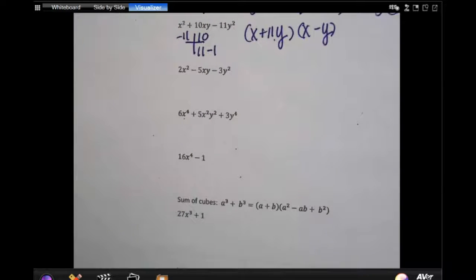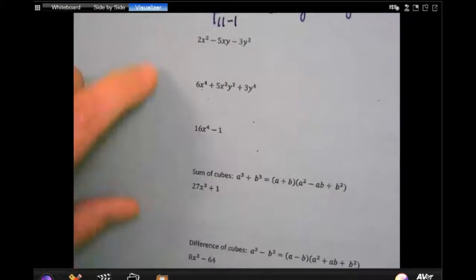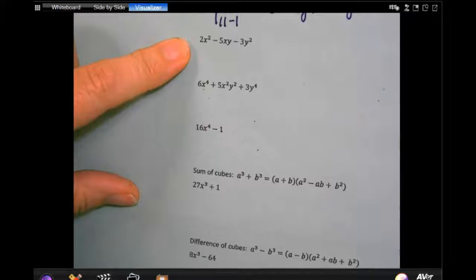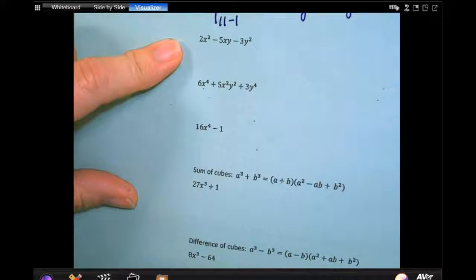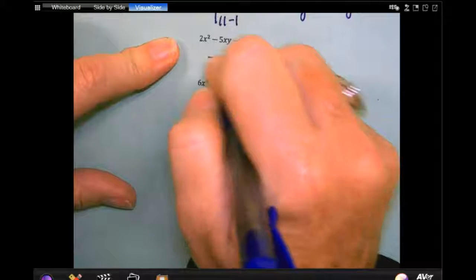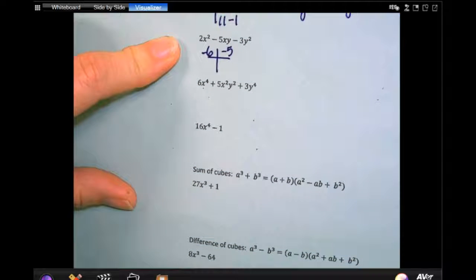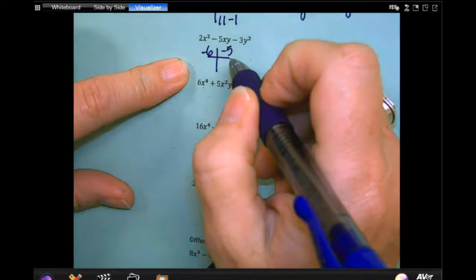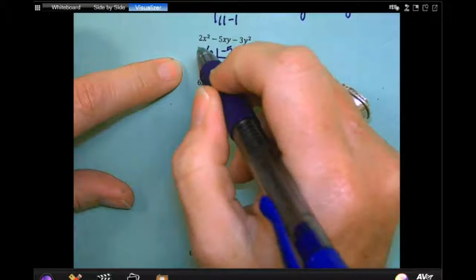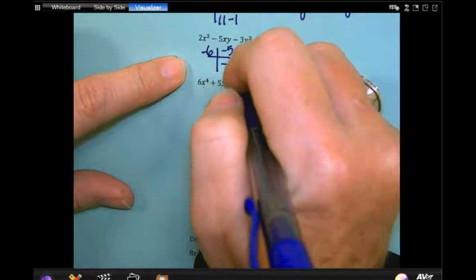Wait, I think this is the one there's a typo on. Oh, no, it's the next one. Okay, so this one. What's my a times c? Because there's no greatest common factor this time. Negative 6, negative 5. So if I choose negative 2 and negative 3, that multiplies to positive 6. Negative 6, positive 1.